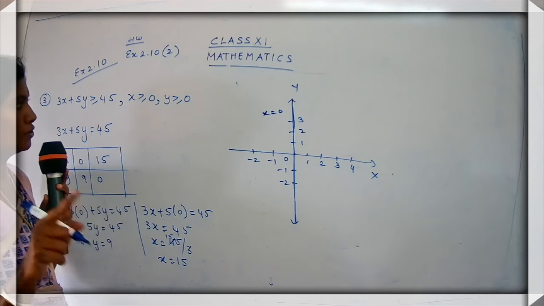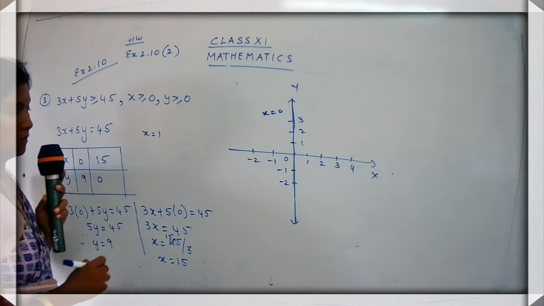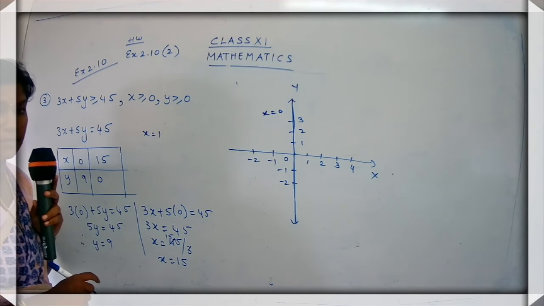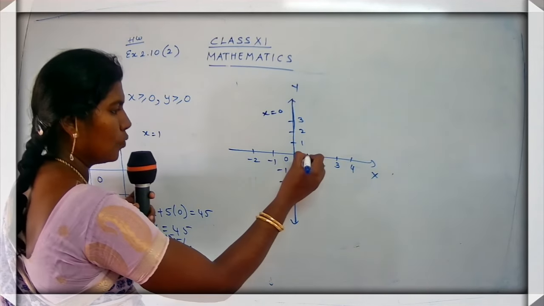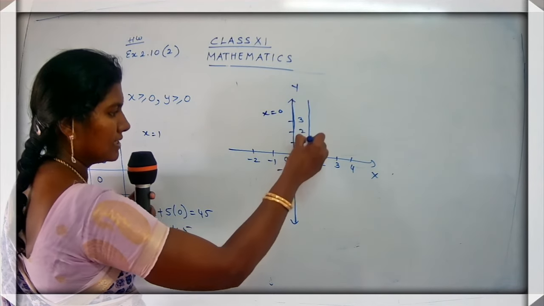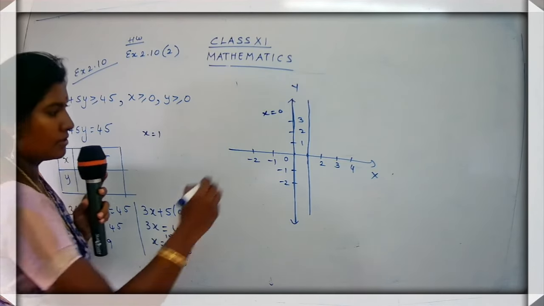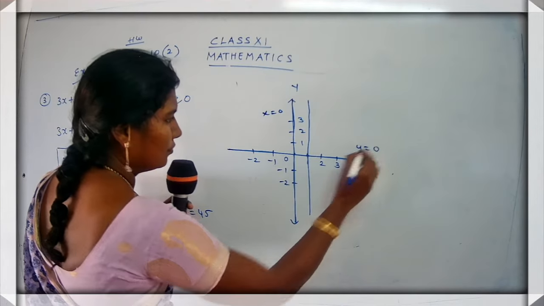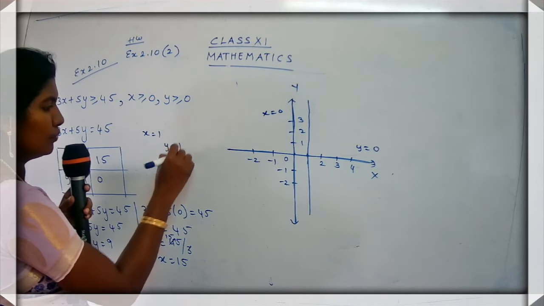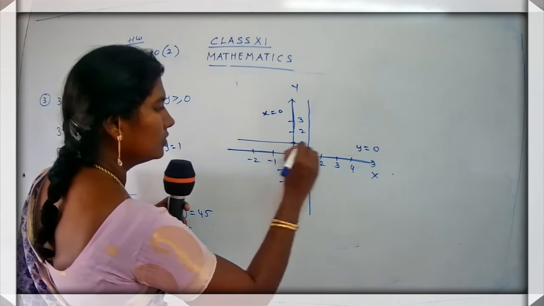If you say x is equal to 1, okay, where is x is equal to 1? So here, 1. So you get a line like this, x is equal to 1. Okay. Y is equal to 0 means you get the x-axis. This is y is equal to 0. If I say y is equal to 1, where is y is equal to 1? This is the part. You get a line like this.